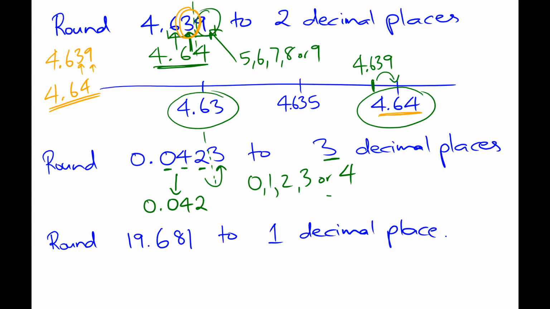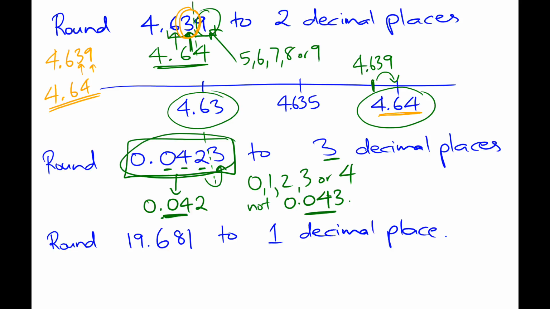This is showing that 0.0423 is actually closer to 0.042, not 0.043. We're looking at 3 decimal places and we need to see which of this number and this number it is closest to. So 0.0423 is actually closer to 0.042. So this here is our final answer.